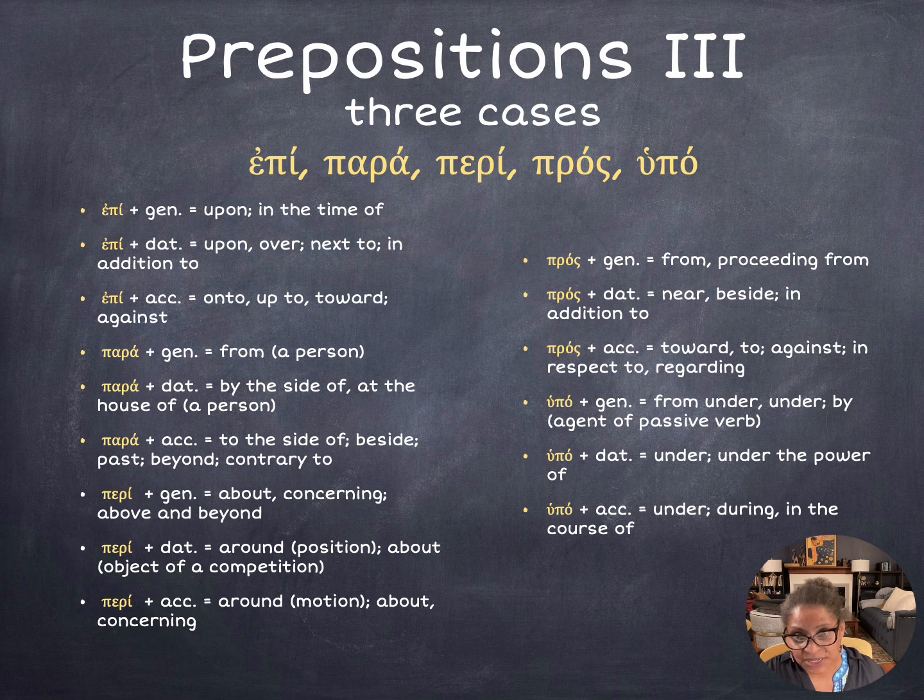Hupo plus the genitive, from under, so from under or underneath. By, when we have a passive verb, it's going to be the indicator of the agent of that passive verb. So by, something is done by someone. Hupo plus the dative is under, under the power of, and hupo plus the accusative, going under, during, in the process of, in the course of.